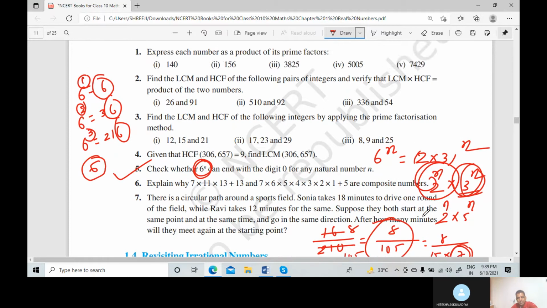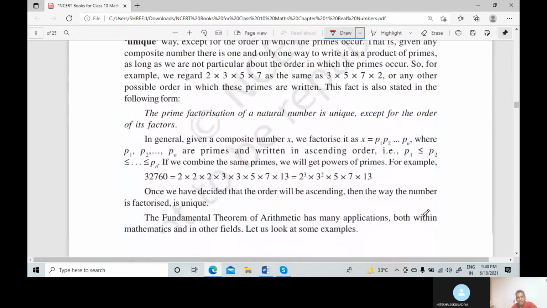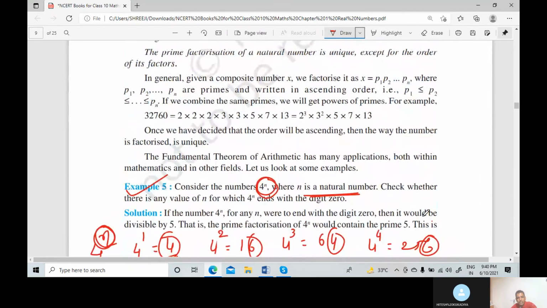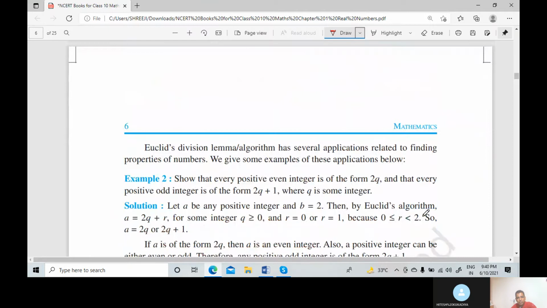Now we discuss exercise 1.1. I think before exercise 1.1, example 2 and 3 are remaining. Just we see that and calculate. Look here, example number 2. Now we discuss the problem sums of Euclid's division lemma, right? Our Euclid division lemma is a equal to bq plus r. Okay, now look at the question.